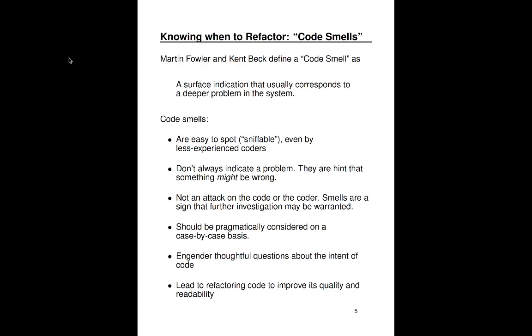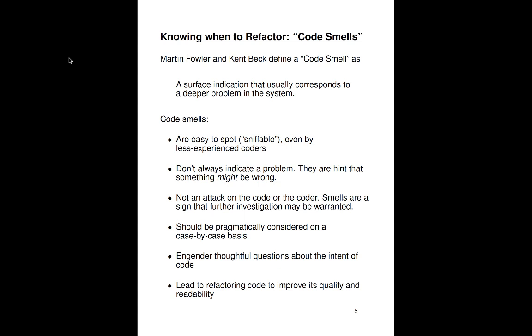So along with refactoring, Martin Fowler and Kent Beck also defined something called a code smell. And a code smell is a signal that you should have a conversation about refactoring. Code smells are defined as a surface indication that usually corresponds to a deeper problem in the system. The nice thing about code smells is that they're usually pretty easy to spot.